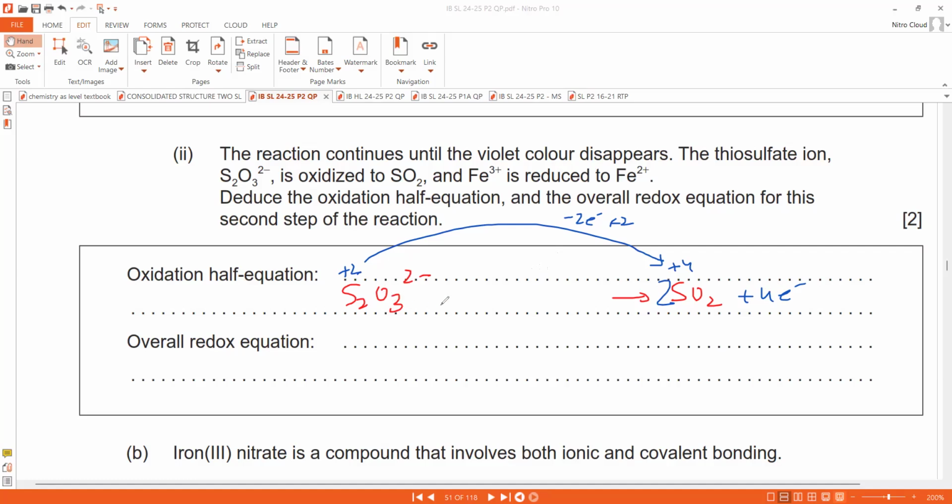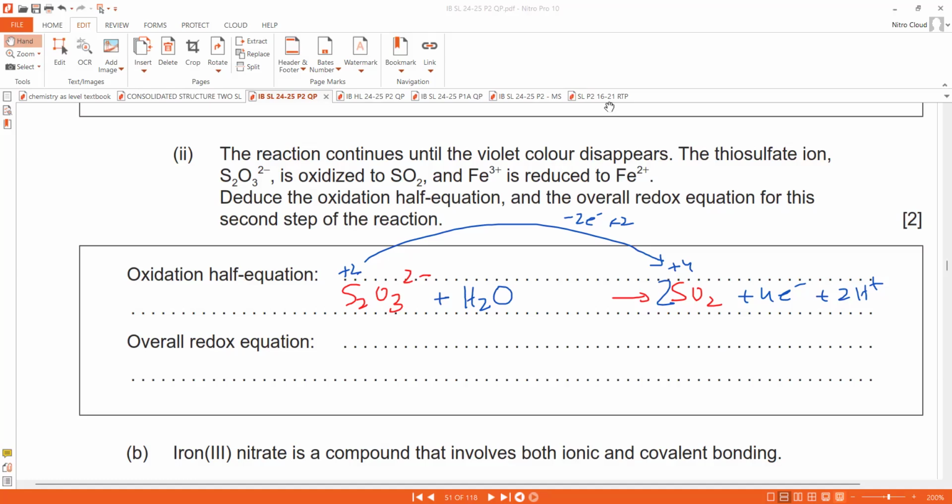So oxygen, left hand side there are 3, right hand side there are 4. So left hand side is deficient by 1 oxygen, so I will write H2O. And there are two hydrogens here. So this will be 2H plus. Okay. So that's it.